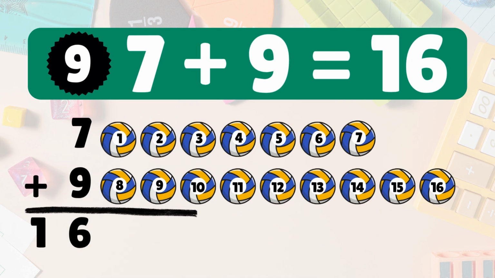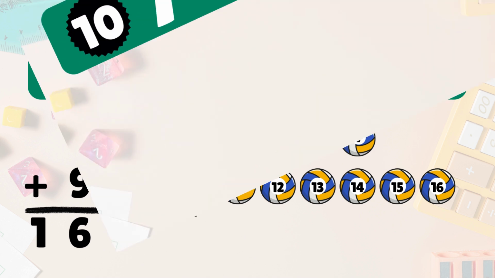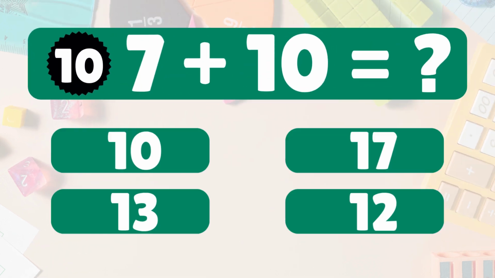What? 7 plus 9 equals 16. Let's count together. 1, 2, 3, 4, 5, 6, 7, 8, 9, 10, 11, 12, 13, 14, 15, 16. You've got this. 7 plus 9 equals 16. Awesome. Next, 7 plus 10 equals?